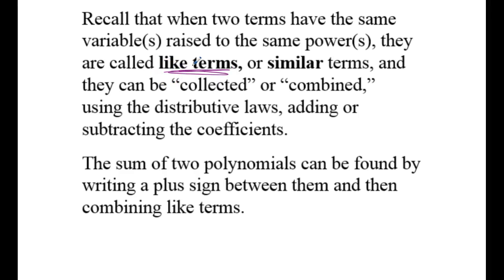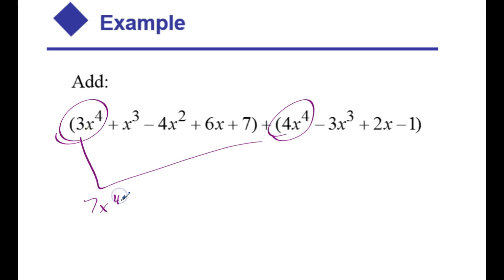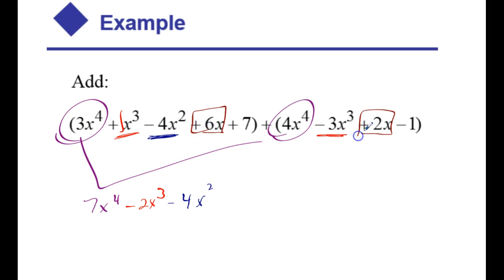So like terms can be collected, which means combined. So for example here, I've got a 3x to the 4th and a 4x to the 4th, which can be combined for a total of 7x to the 4th. If we keep looking down the line, I can combine some x cubed terms. -2x cubed because 1 minus 3. Moving along, I got x squared terms with no other x squared, so I'll just keep the -4x squared. Then I've got an x term here and an x term here for a total of 8 x's. And then I'll just do 7 minus 1. This 7 minus this 1 gives me a 6.